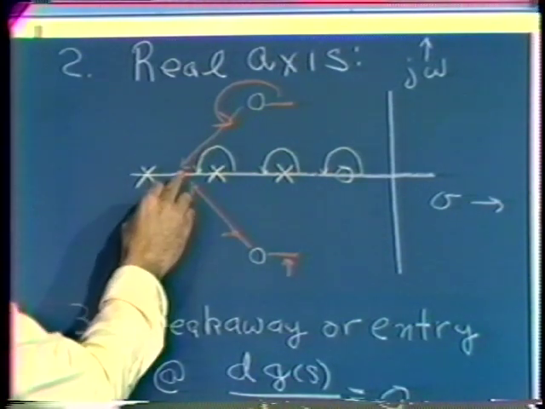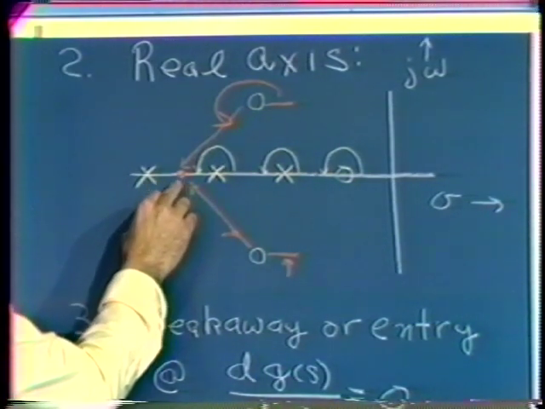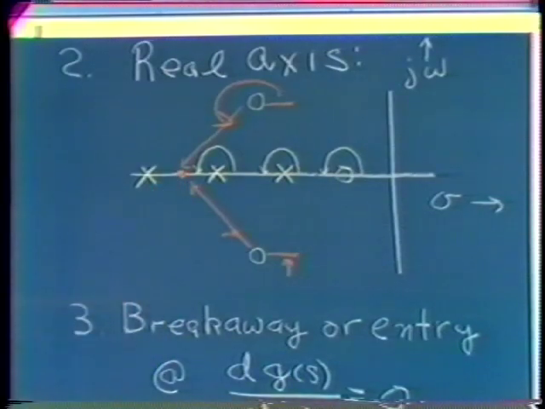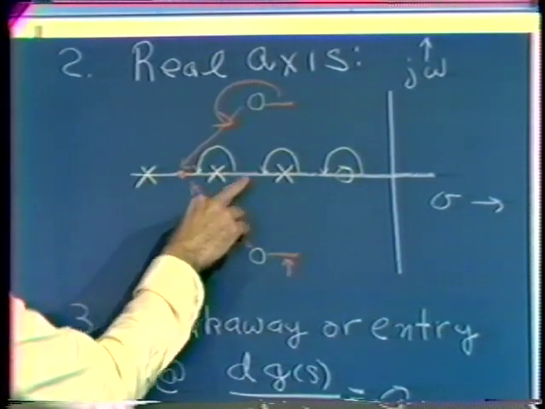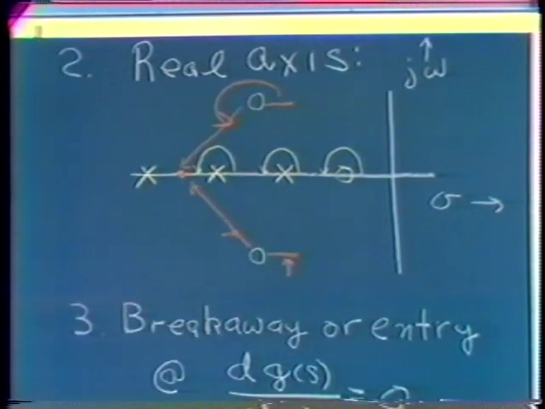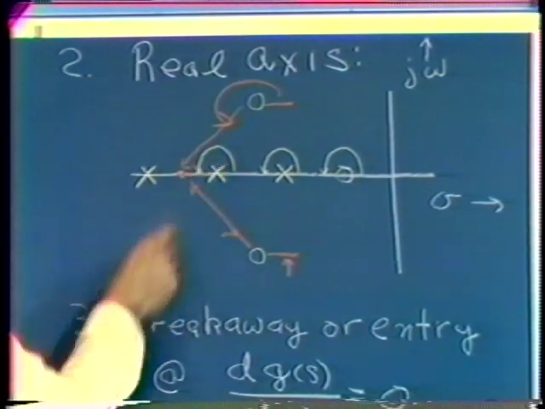Well, fine. The condition then is simply that in order to have an odd multiple of 180 degrees, in other words, to have a minus sign associated with G of S, we must have an odd number of poles and zeros to the right of us on the real axis, since each one of those poles and zeros contributes a net 180 degrees to the angle of G of S. Consequently, the only way we can have an odd multiple of 180 degrees is to have an odd number of poles and zeros to our right.